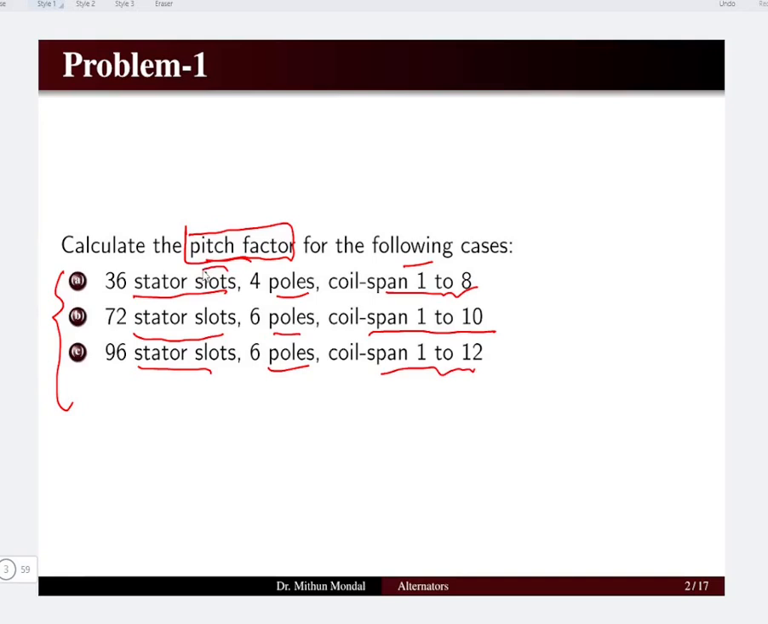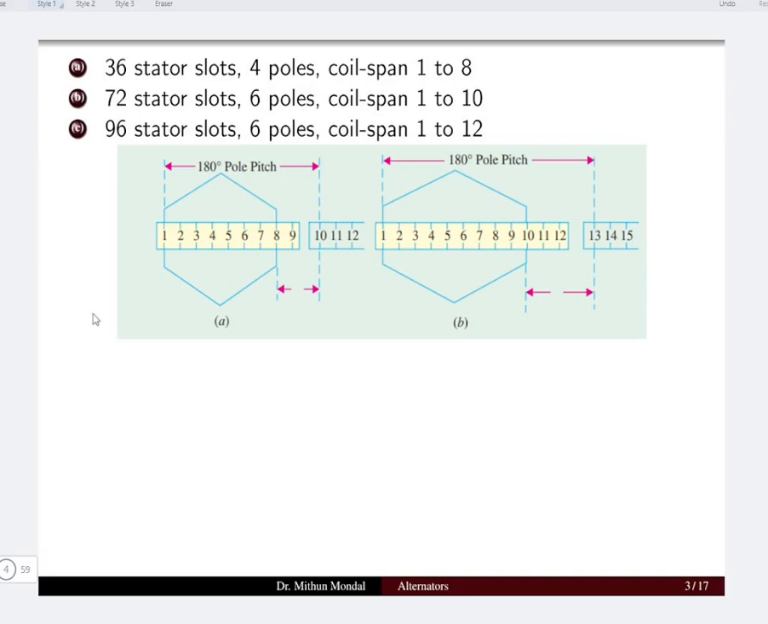In the slots of the stator, the coils are present, and we know that two turns will make one conductor, and these conductors will be present in the slots forming the coil. So we will be determining the pitch factor for the cases. Let us see the 3 cases.